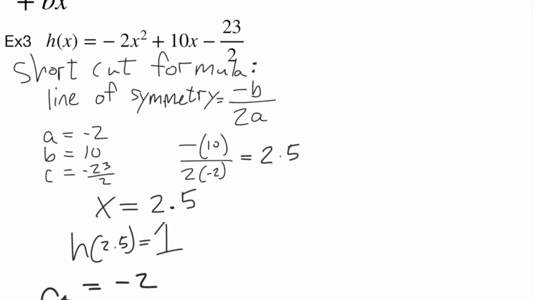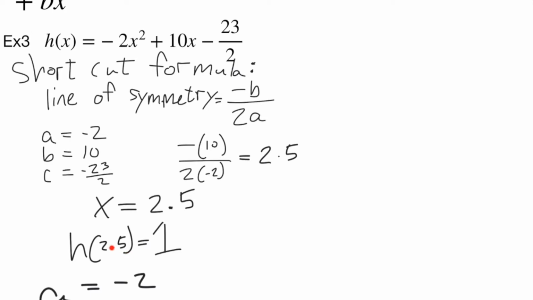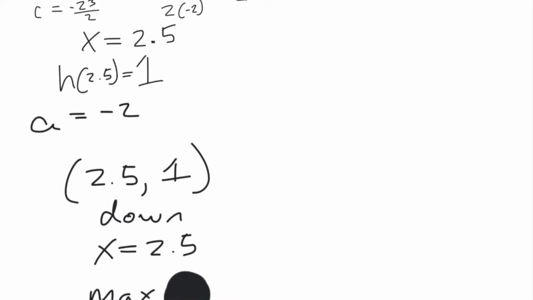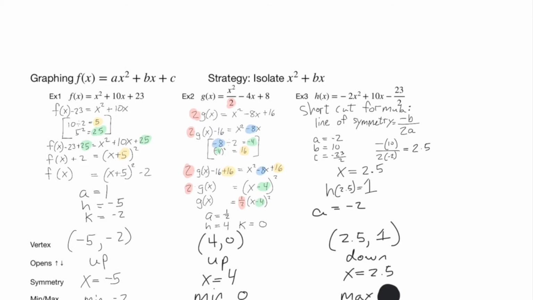And if you plug 2.5 into the entire equation of the function right here, h of 2.5, you get out a value of 1. So negative 2 times 2.5 squared plus 10 times 2.5 minus 23 halves is going to equal 1. All of a sudden, we've got all the information we need. You've got to be able to do it both ways.